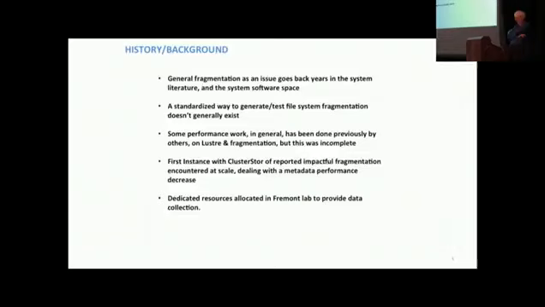All right, so if you look into your file systems literature, your computer science literature going back 20, 30 years, you'll see numerous papers around fragmentation. I've got papers that date from the late 80s, early 90s, and I'm sure there are more further back in time if you go back far enough. In a nutshell, a standardized way to generate and test file system fragmentation doesn't generally exist. There has been some previous performance work in Lustre with file system fragmentation, but a lot of this work was incomplete related to our needs at Seagate. We did run across a couple instances. Our first instance with ClusterStor, which is our product, was to report impactful fragmentation encountered at scale, dealing with a metadata performance issue. And we decided to dedicate resources in our Fremont lab to study this and to see what we could come up with.